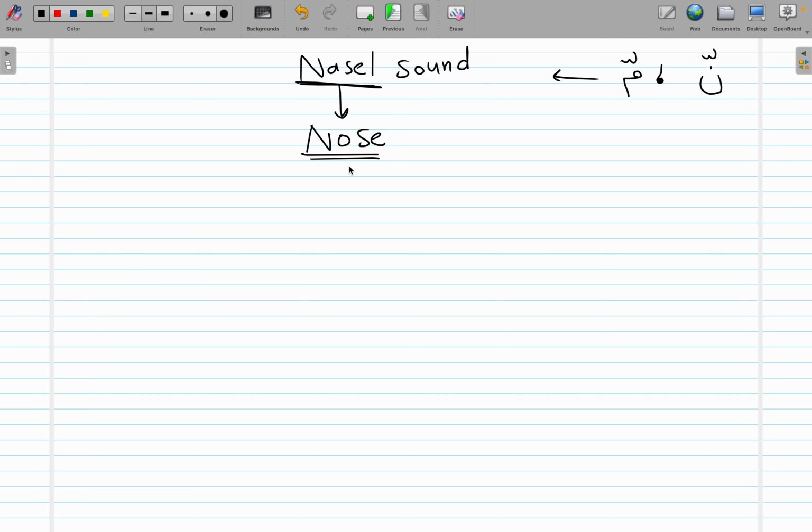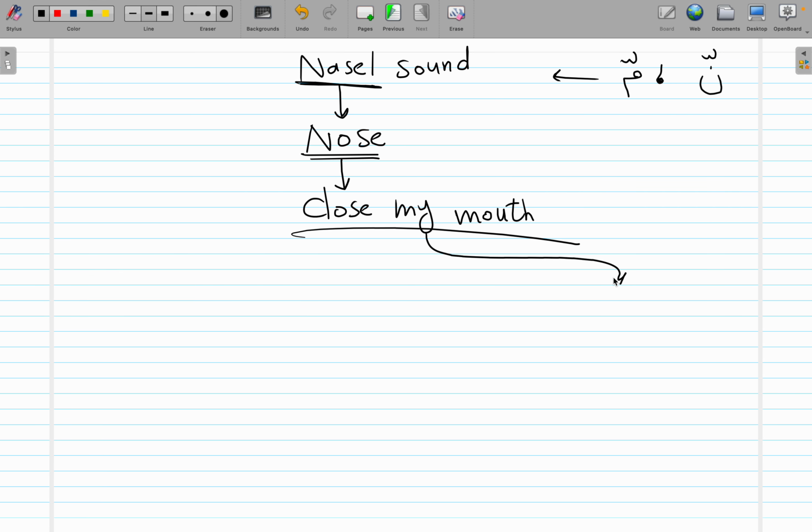Let's come back here. We said if I find noon with the shadda or meem with the shadda, I should do a nasal sound. And we said the nasal sound comes from your nose. How can I make the sound come to my nose? By closing my mouth first. How can I close my mouth in noon? Make the tip of my tongue touch the roof of my mouth for a long time.